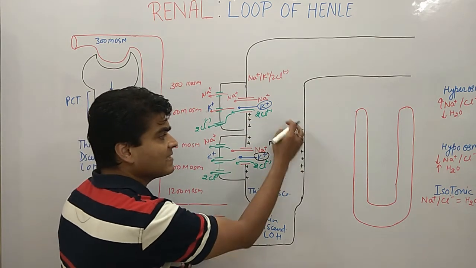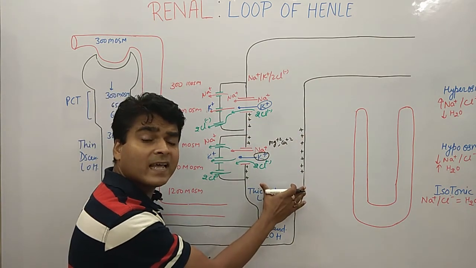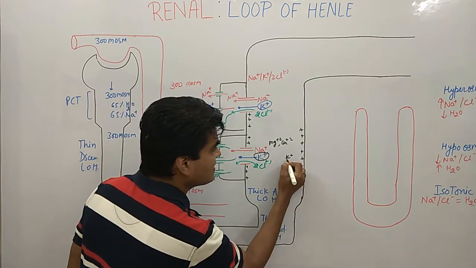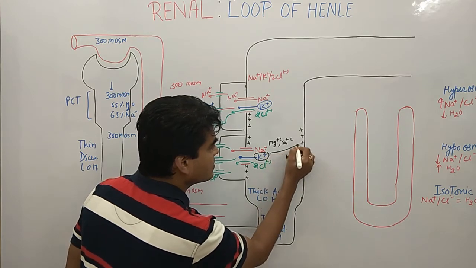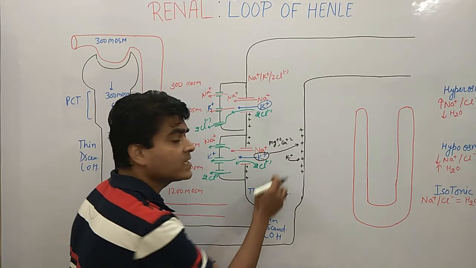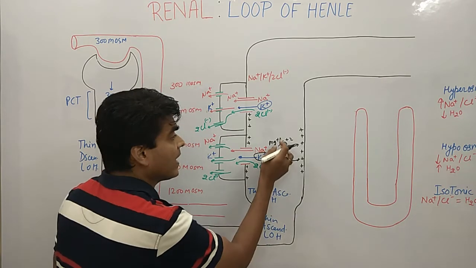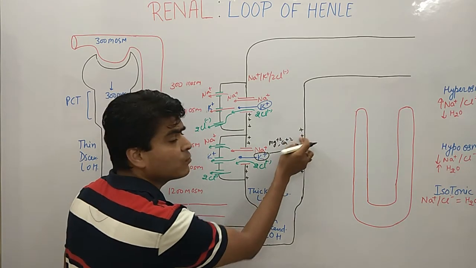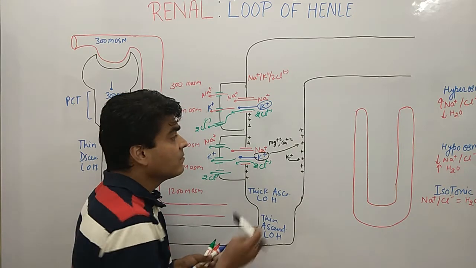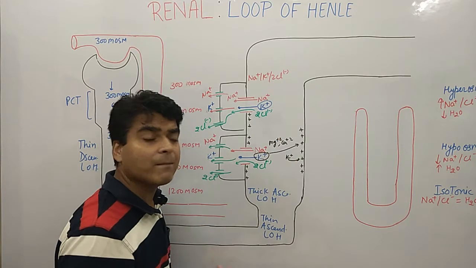When this luminal layer becomes positive, then if potassium is moving in this direction, this positive charge repels it, because potassium is also positive. And when magnesium and calcium are moving, again the positive charge will repel these ions. So what happened with these ions?